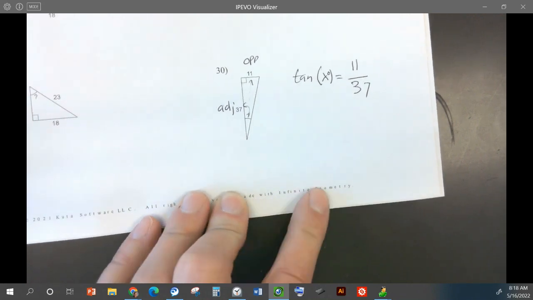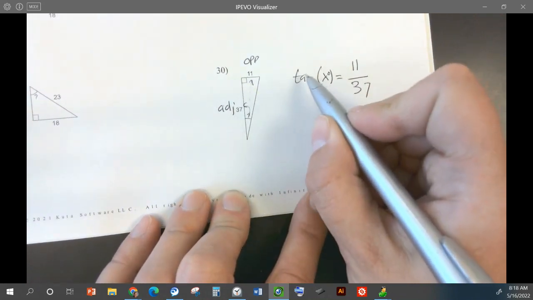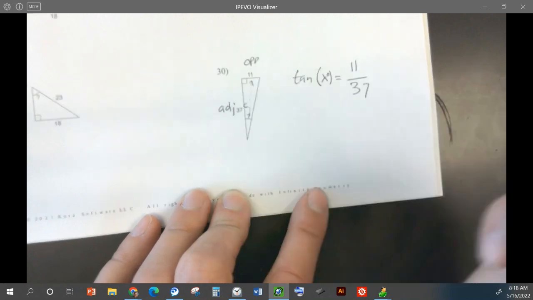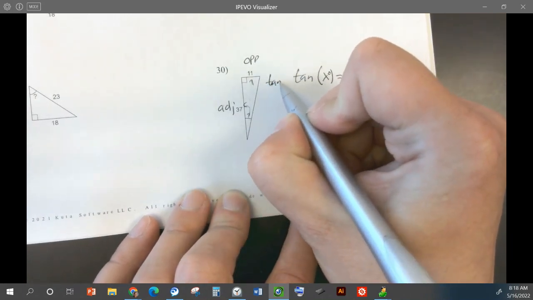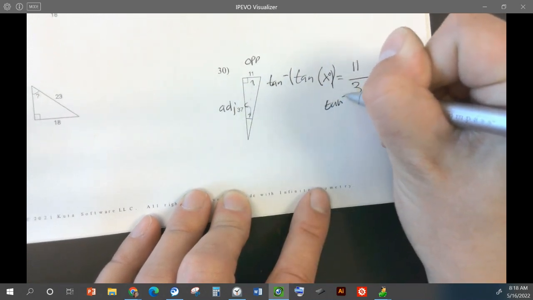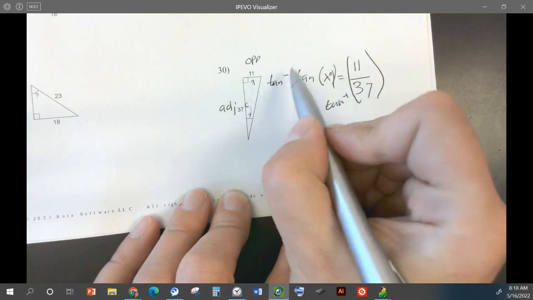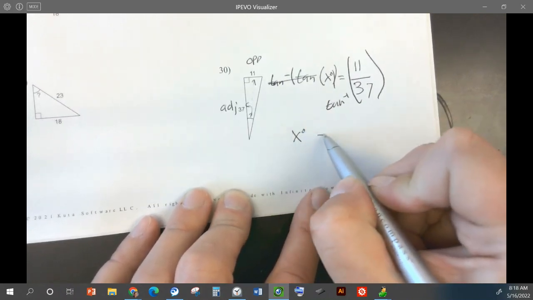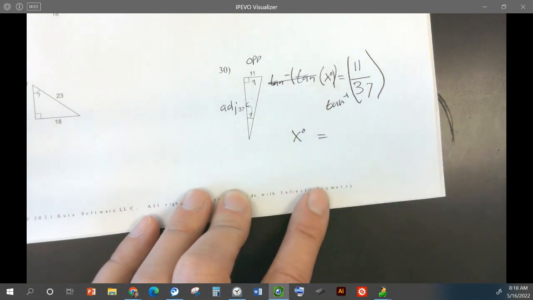And then all we have to do is get rid of tangent. To get rid of tangent, because that's all, then we'll have x by itself. To get rid of tangent, we do inverse tangent on this side. Tangent cancels with inverse tangent. Then we have our angle equals whatever that is.